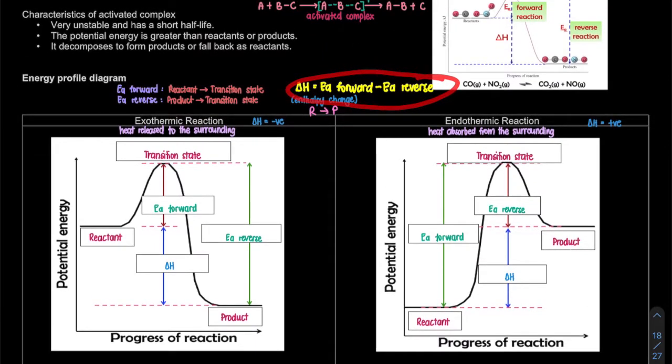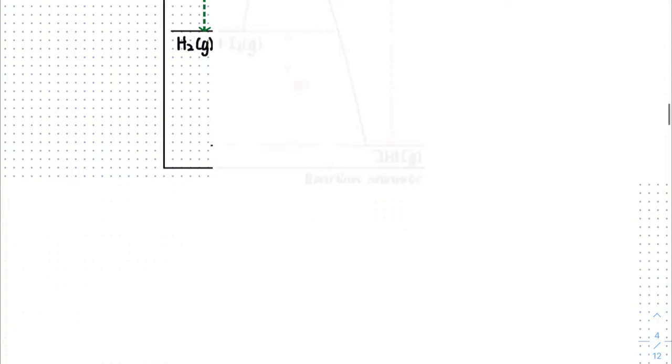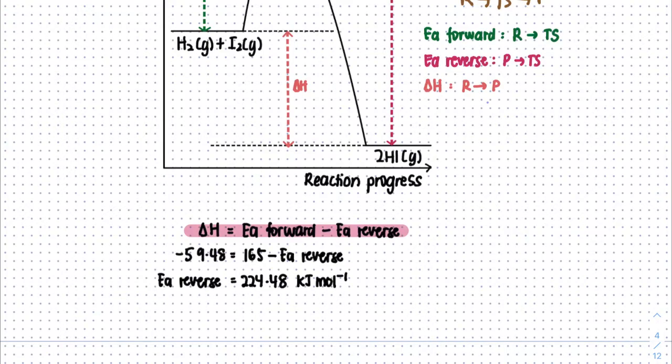Okay, here you see that exothermic and endothermic are slightly different. For exothermic, the reactant is higher than the product. For endothermic, the reactant is lower than the product. The hill becomes a bit different. Okay, so when we substitute the value, include the negative sign, and we get EA reverse. Okay, so that's for question 3B.